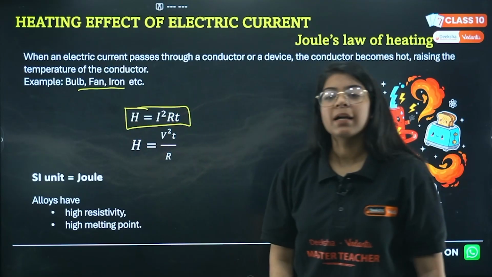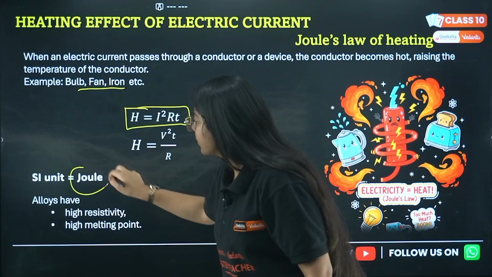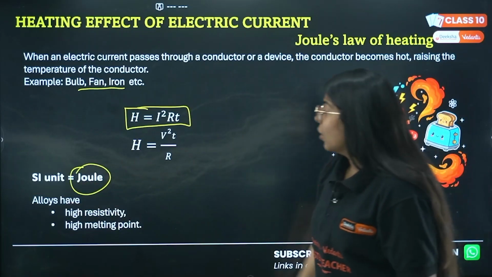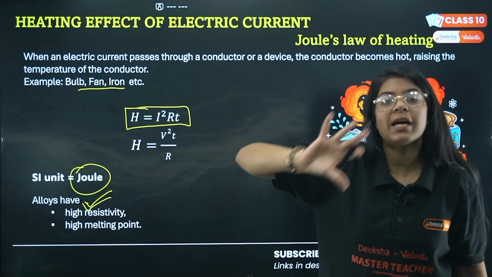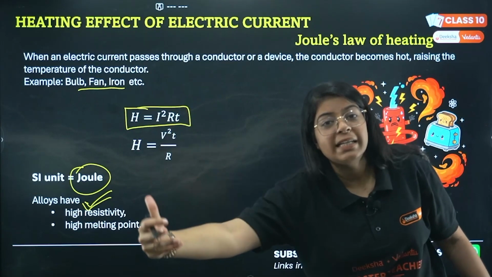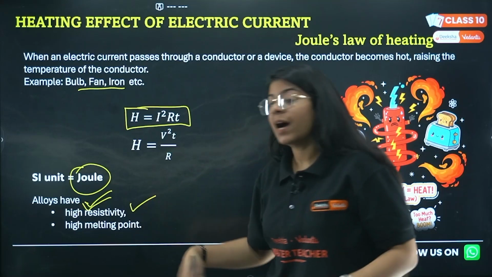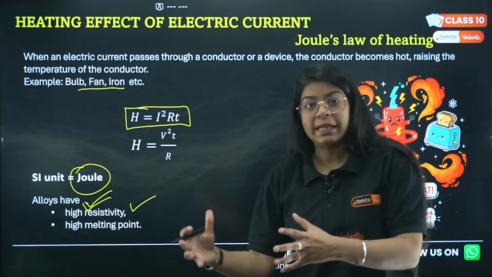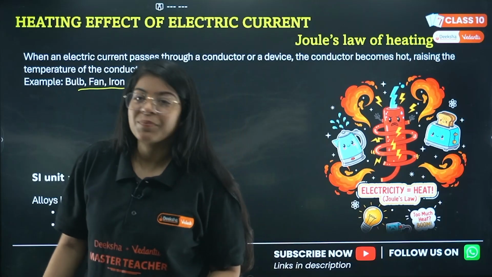I square R T, right? And V square by R into T. SI unit is similar to energy, that is Joule. Now alloys, we use alloys when we need elements which we want to get heated, like fuse, like bulb. So we use alloys because they have high resistivity and a high melting point, so they don't melt on heating.